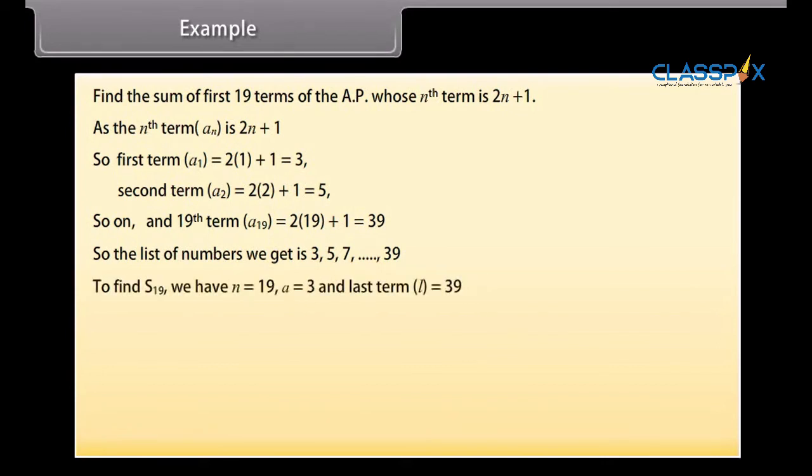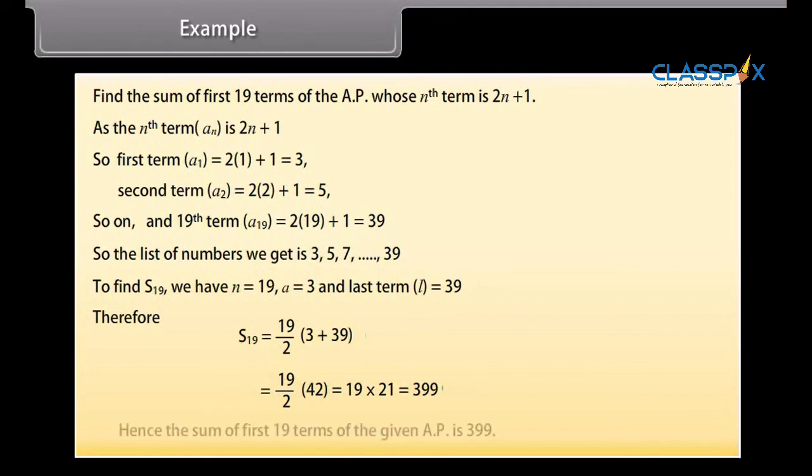Now to find S19, we have n as 19, a as 3 and l as 39. Therefore, S19 is equal to 19 upon 2 into 3 plus 39. This is equal to 19 upon 2 into 42, which equals 19 into 21, which is equal to 399. Hence, the sum of first 19 terms of the given AP is 399.